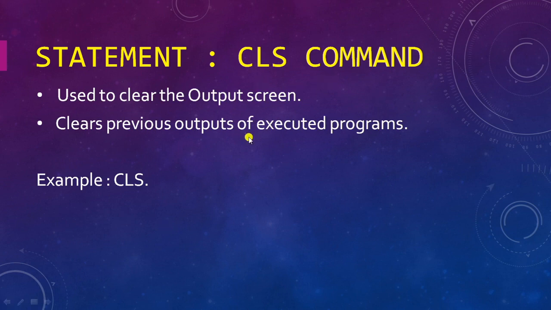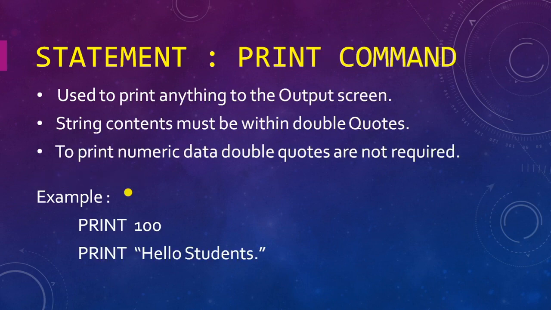Next is the CLS command, the clear screen command. It is used to clear the output screen. Now students, understand one thing. We write programs in one input screen and we see the outputs in the output screen. There are two screens. Okay, in the following example you will see about it. So the CLS command is used to clear the output screen, not the input screen. The previous outputs from the previous programs which are there in the output screen, it will clear everything and then it will show the output for the current program.